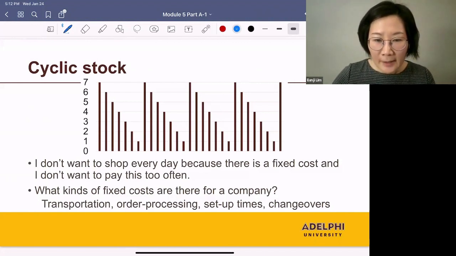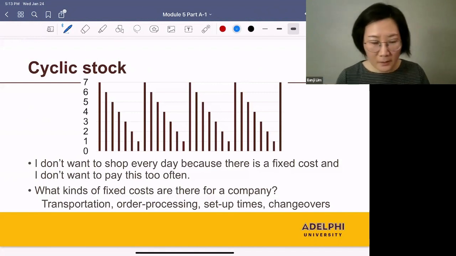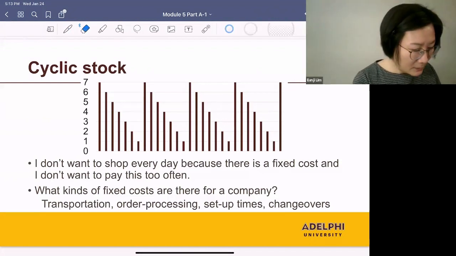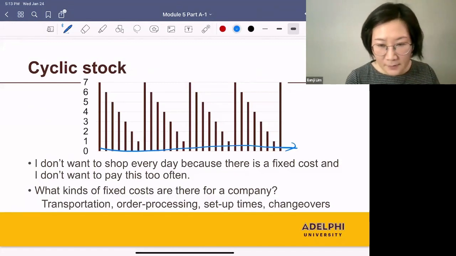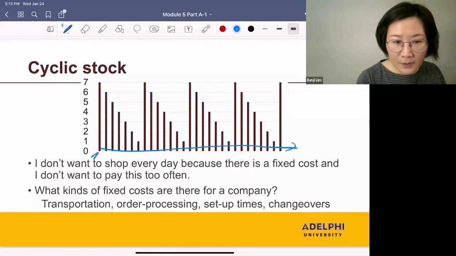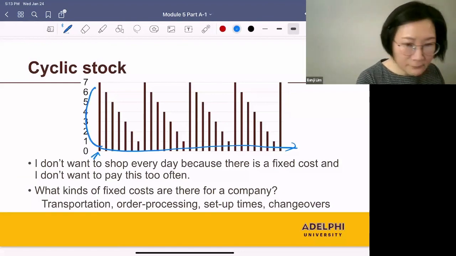Let's see what happens to my inventory. Let's say every day I drink 1 gallon of milk. How many gallons of milk should I buy every Saturday? 7 gallons of milk. So here is how my inventory level changes over time. The x-axis is the time, and the y-axis is my inventory. So here is a Saturday, I go shopping, I buy 7 gallons of milk, my inventory goes up to 7.